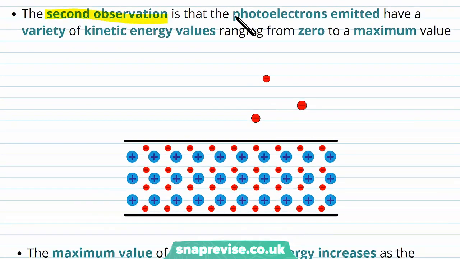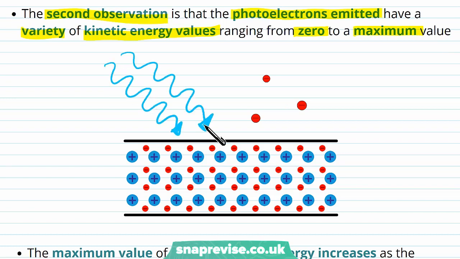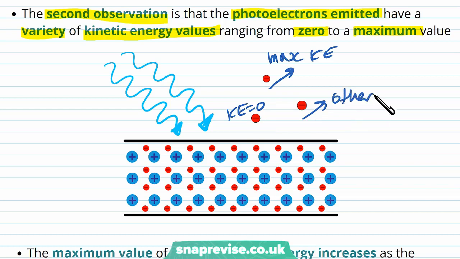The second observation is that the photoelectrons emitted have a variety of kinetic energy values, ranging from 0 to a maximum value. So again, we have our incident radiation. And when electrons were emitted, there were a range of values. So for example, this electron here might have the maximum kinetic energy value. This electron here might have a kinetic energy of 0. And the other electrons in between have other values of kinetic energy that range between these two.